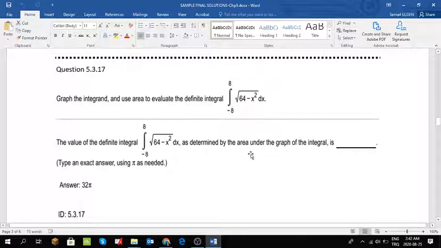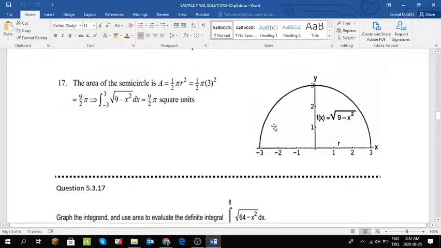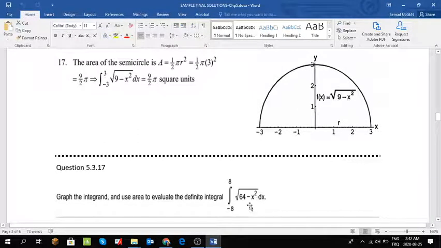The value of the integral determined by the area under the graph is 32 pi, and I'm going to tell you how we find it, but I'm going to show it in a separate question. What's the integrand in this question? It is the square root of 64 minus x squared, but in this alternative question, f of x is the square root of 9 minus x squared. The question is the same. We want to find the integral from negative 3 to 3 of the square root of 9 minus x squared dx.